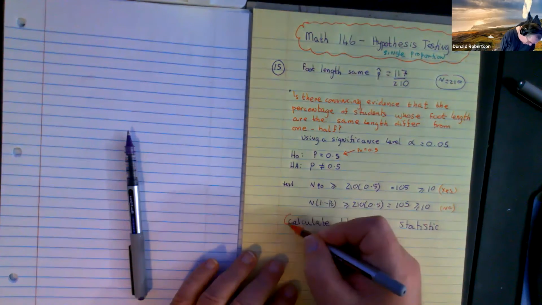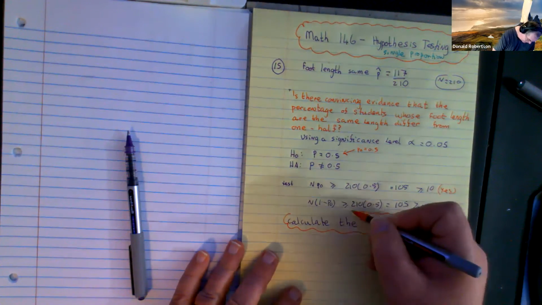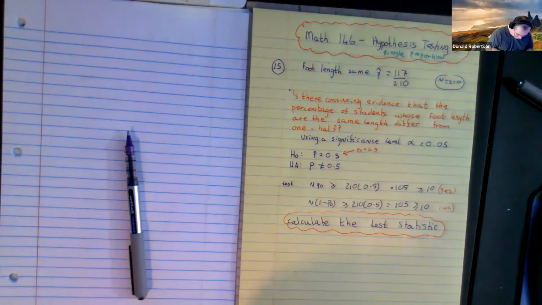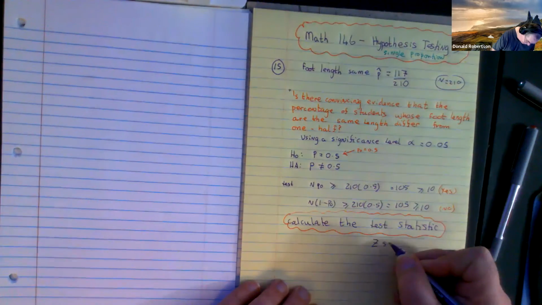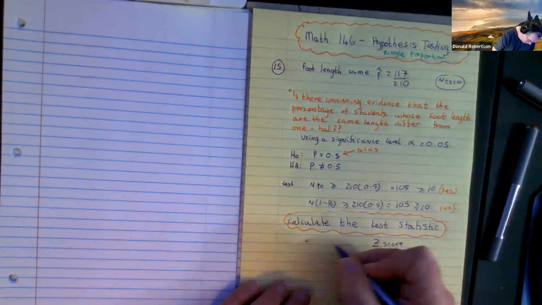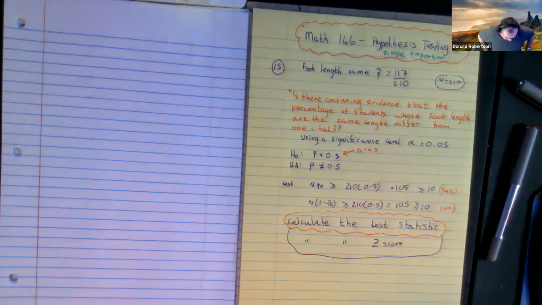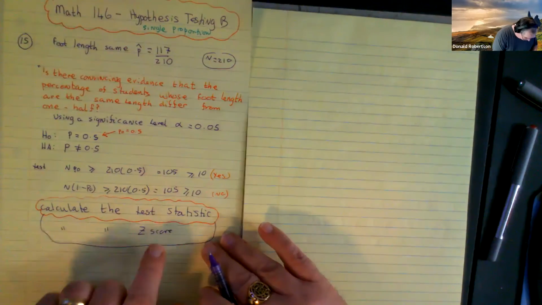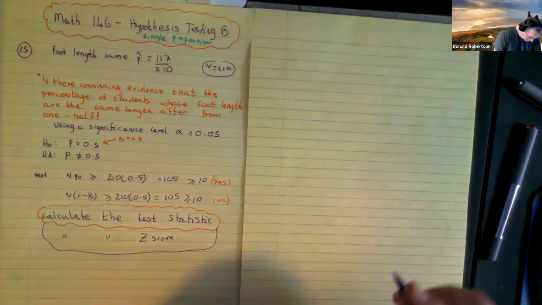Now that phrase is what we call the Z-score. So I want you to imagine that when they say that, they have just said, calculate the Z-score, because that's what they want you to do. Now, to calculate the Z-score, we have to do a fair number of things first.